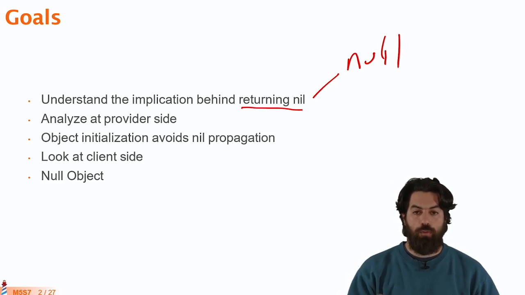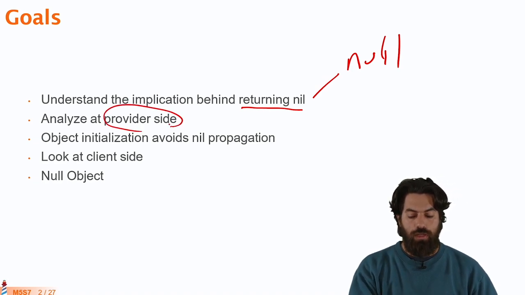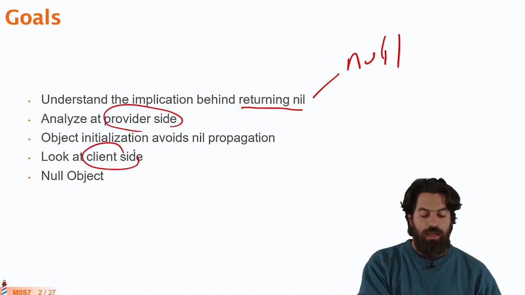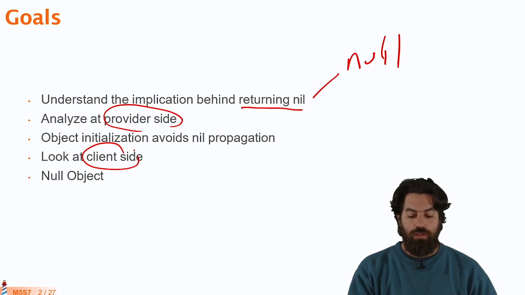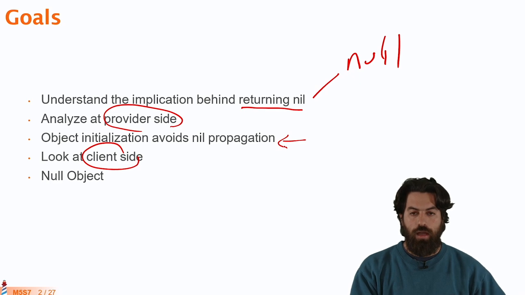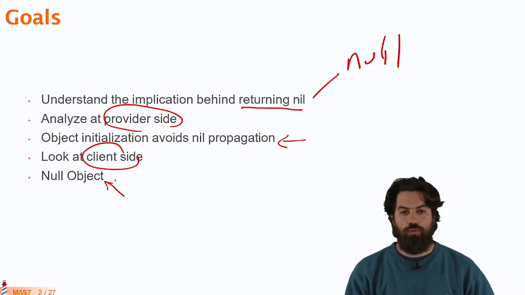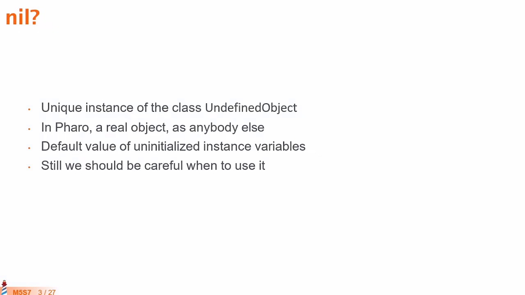We are going to analyze what happens on the side of the provider, so the one that returns nil, and what happens on the client side. And we are going to see how to avoid propagation by correctly initializing objects, and then how to also use a design pattern called Null Object to avoid nil checks.